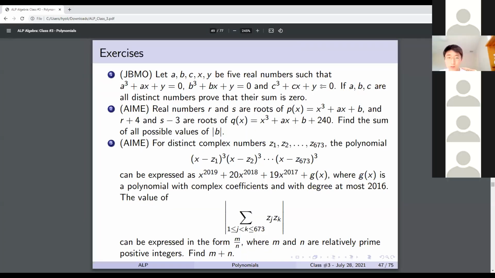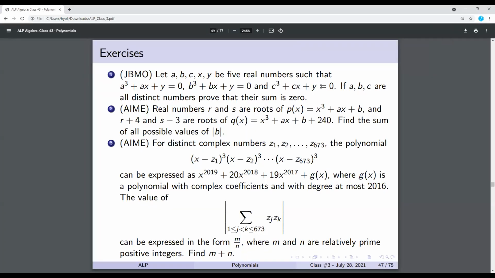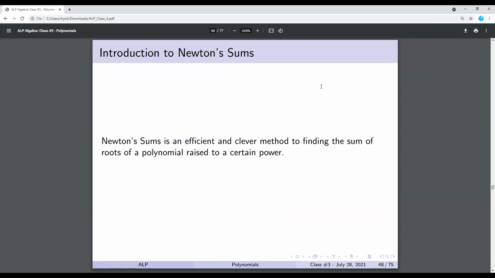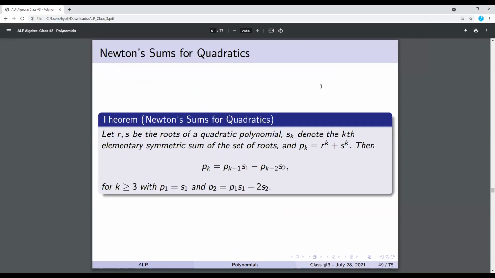All right. Hopefully you got some time to work on these exercises. We'll now be moving on to the next section, which is Newton's sums. So Newton's sums is an efficient and clever method to find the sum of roots of a polynomial raised to a certain power.